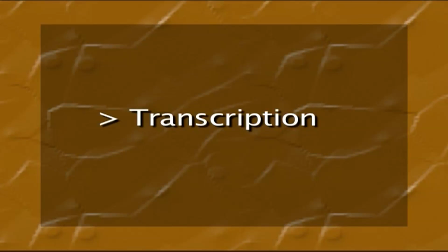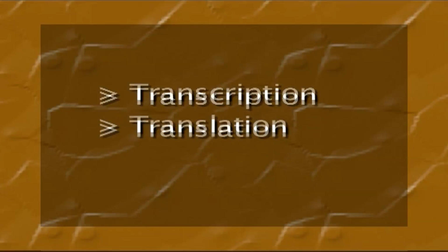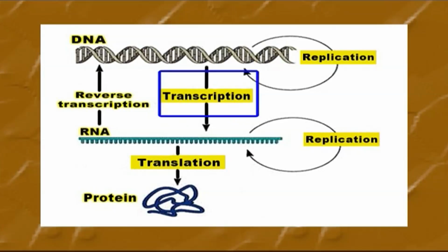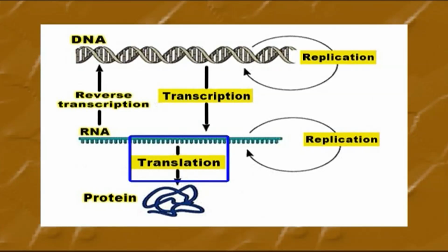There are two major steps involved in protein synthesis. Number one, transcription, and number two, translation. Transcription involves transfer of genetic information from DNA to mRNA, and translation involves translation of the language of nucleic acids into the language of proteins. Transcription will be discussed in detail in the present topic.